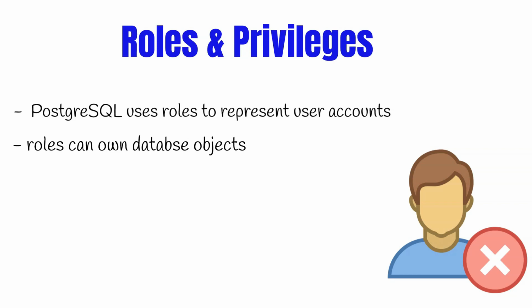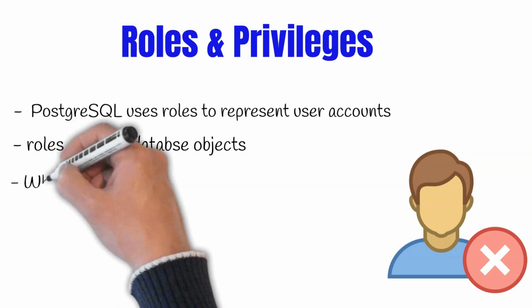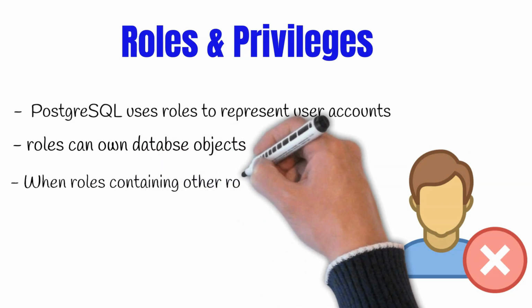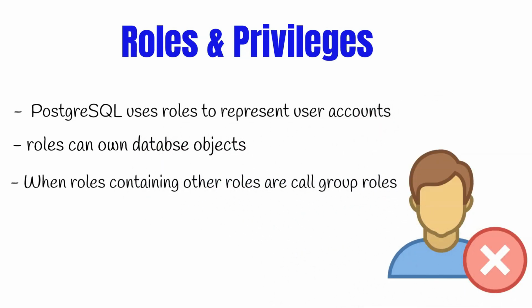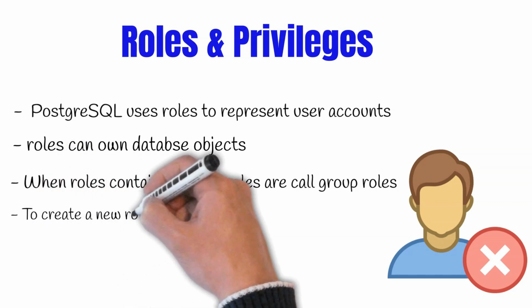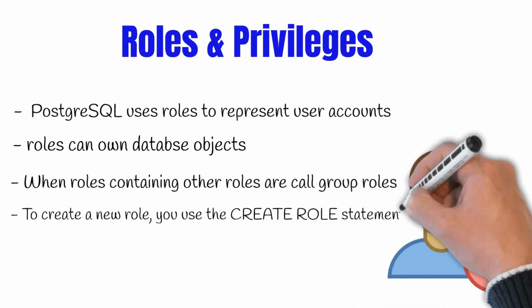That's pretty much saying if I own an object, I can then grant another user access to the object I own. It is also possible to grant membership in a role to another role. When a role contains another role, they are called group roles. Typically, roles that can log in are called login roles. They are pretty much the equivalent of users in other database systems.